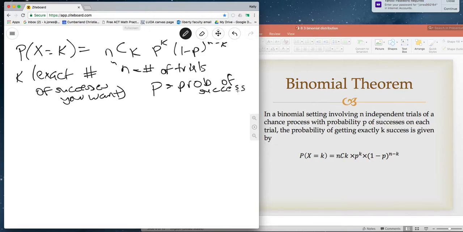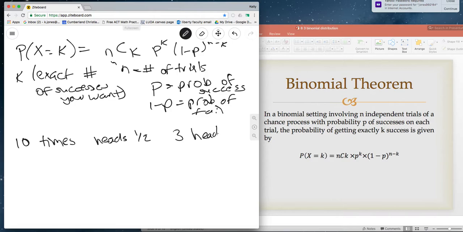And 1 minus p is the probability of fail. So let me explain how you would do this problem. If I'm going to flip a coin 10 times, and I know I want heads, so that probability is 1/2, and I want to get exactly 3 heads, we would plug this in like this. This would be my N, this would be my K, and this would be my P.